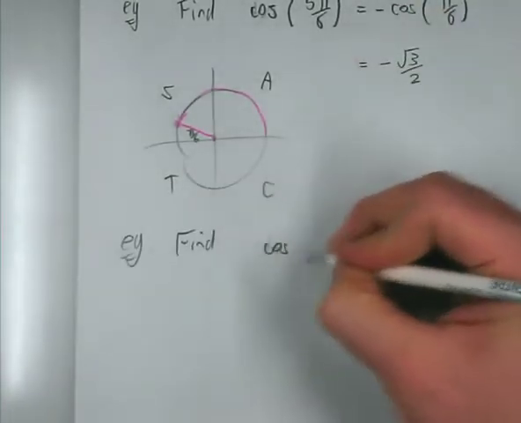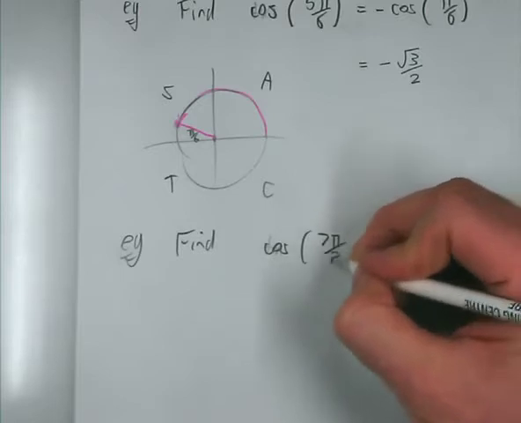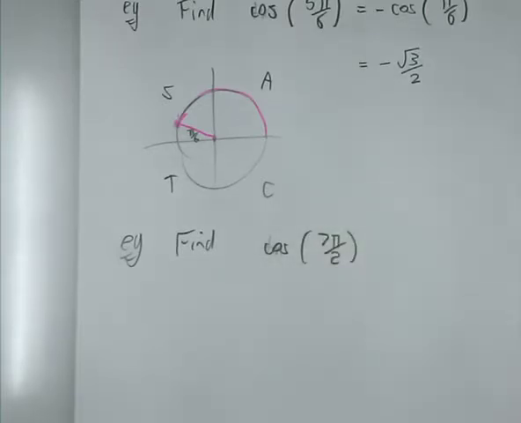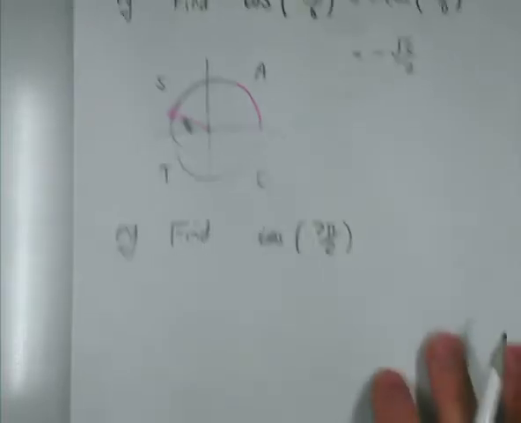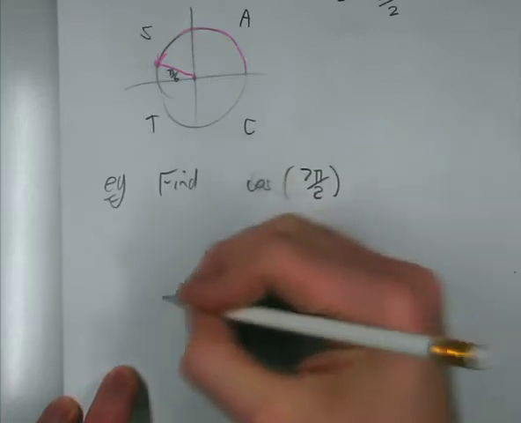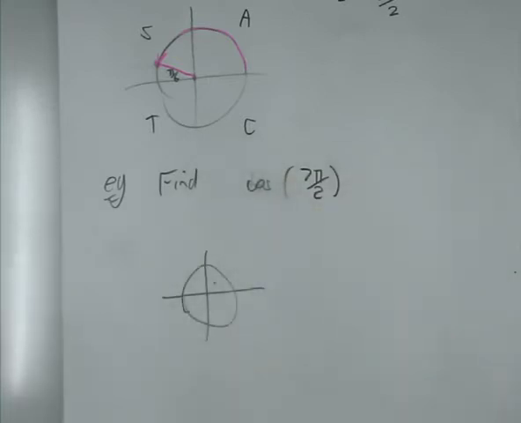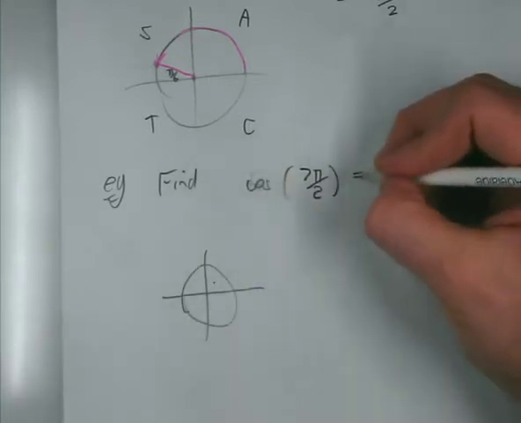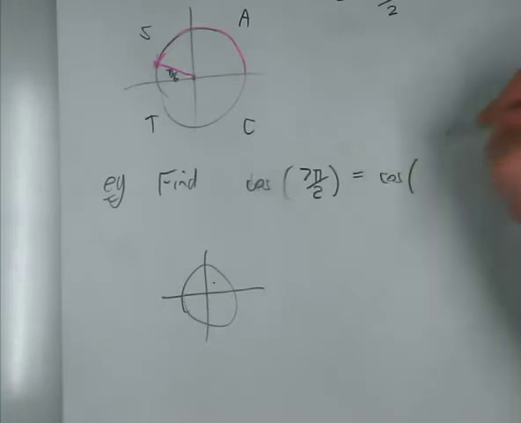Because it only just occurred to me. Cos of 7 pi on 2. I haven't told you what cos of 7 pi on 2 is in my lovely diagram up above, because I can get it directly from my unit circle. So, let's think about that. As a mixed number, that's 3.5.